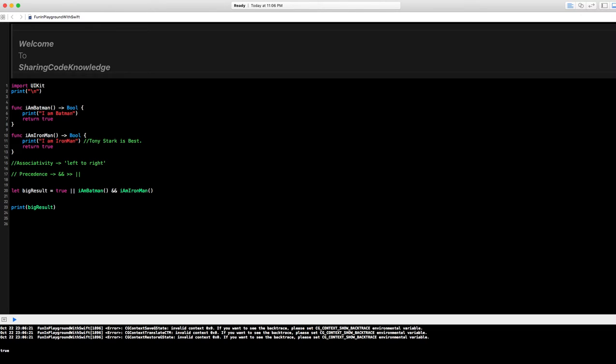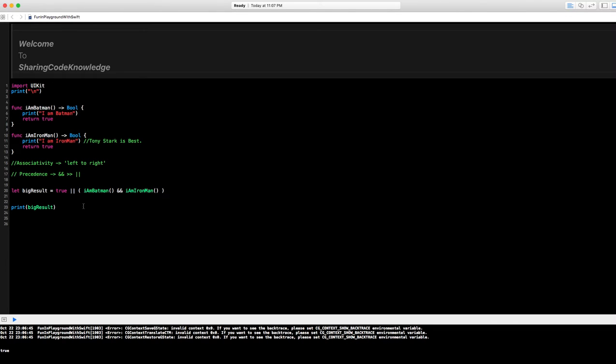Because of precedence, the AND operator will take charge. Let me show you first. This is working this way. Because of precedence, the AND operator will take charge. But associativity tells us that it should evaluate left to right, as there is true on the left side of the OR operator, so the whole expression will be true, and whatever is on the right side of OR doesn't matter anymore.